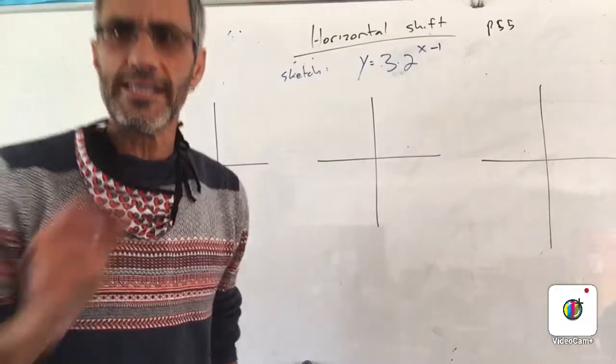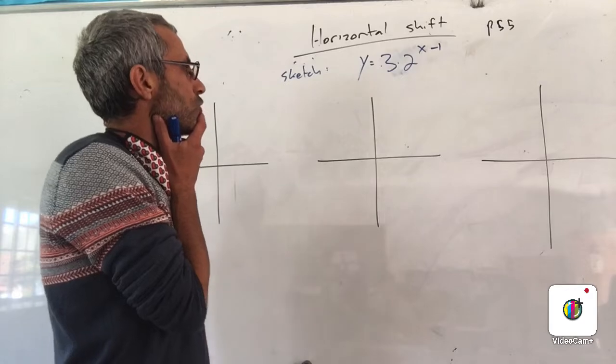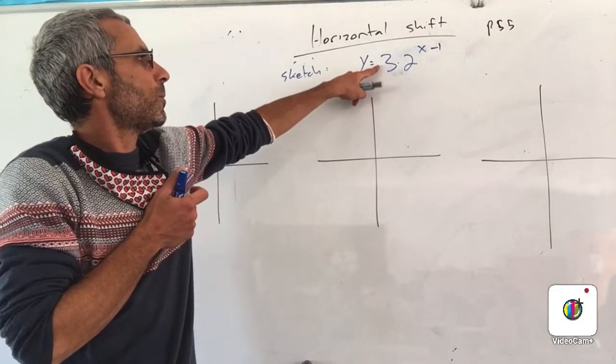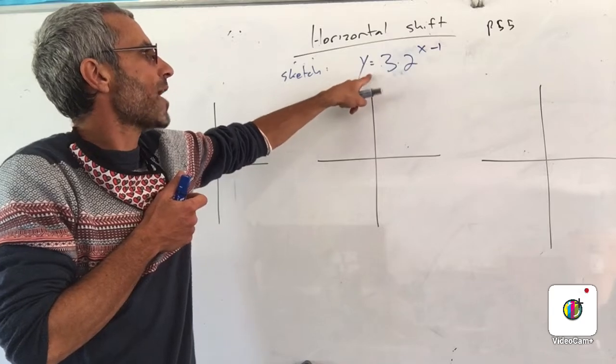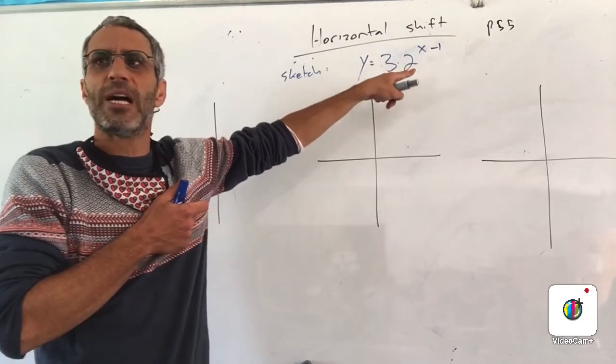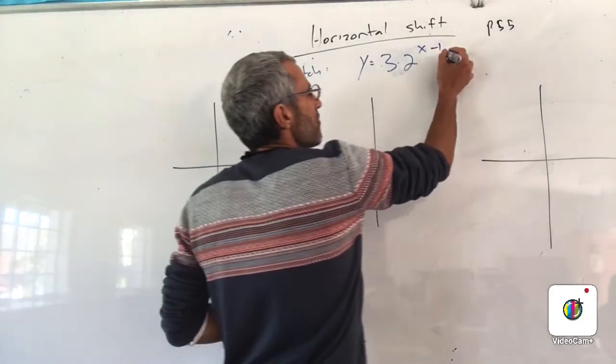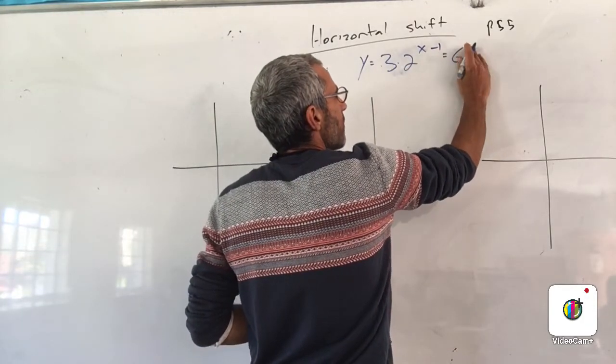So the last example is concerning exponents. Our mission is to sketch this graph: y equals 3 times 2 to the power x minus 1. Now, I'm just thinking about that. Can I just simplify to say 6 to the power x minus 1?